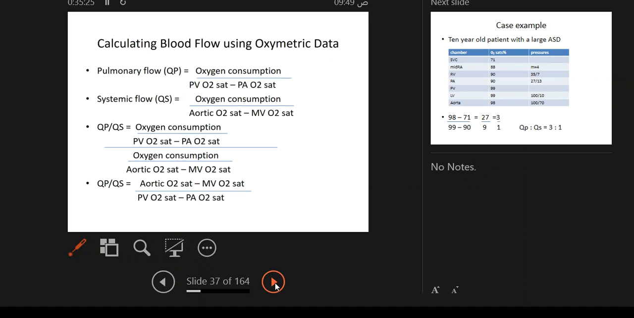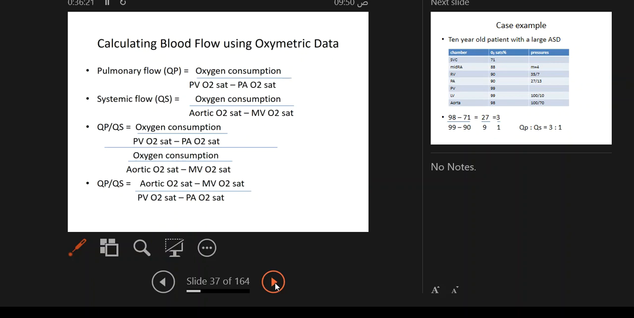Now we want to calculate the blood flow using oximetric data. Pulmonary blood flow, you know that flow equals, what do we say, pressure over resistance, right? Remind me, guys, remind me. The equation for flow and pressure and resistance is very well known. Cardiac output equals pressure over resistance, right? Yeah, pressure over resistance. This is the basic concept of the Fick principle, okay?